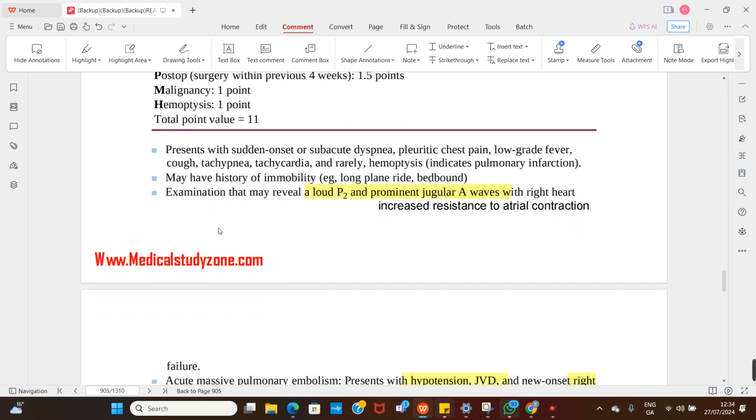PE. When you examine, what do you see? A loud P2, just like in pulmonary hypertension. And there is going to be a prominent jugular A wave when you plot your jugular venous pulsation graph. This is telling you that the right atrium is finding it very difficult to contract. It's contracting against high pressure. That's why the A wave is going to be very prominent. Very, very prominent A wave with loud P2.